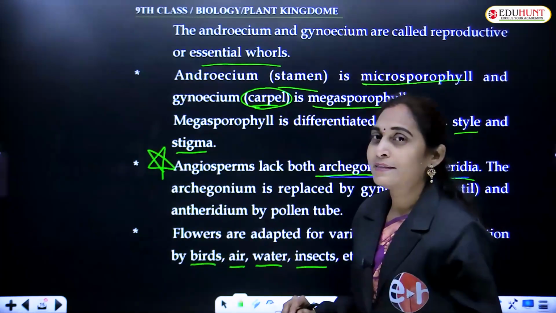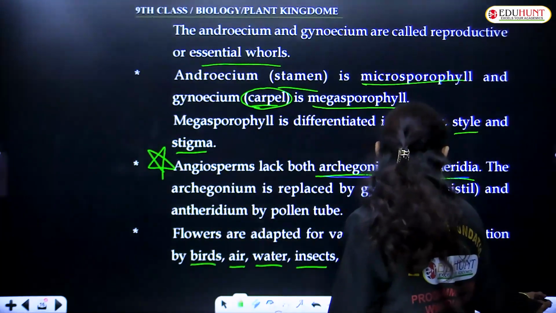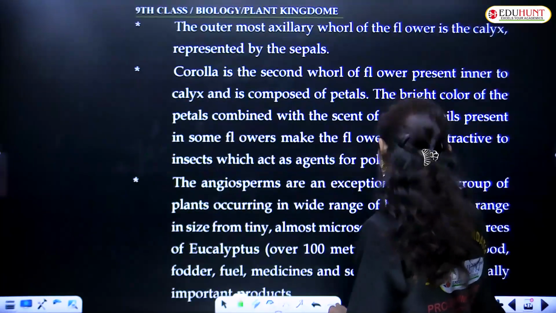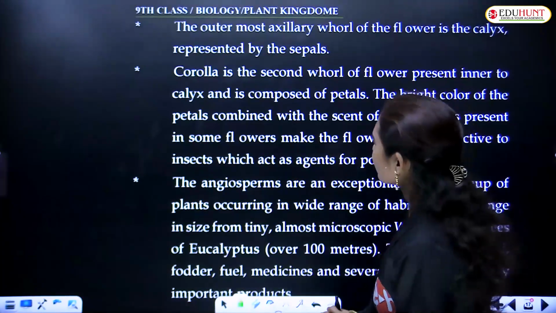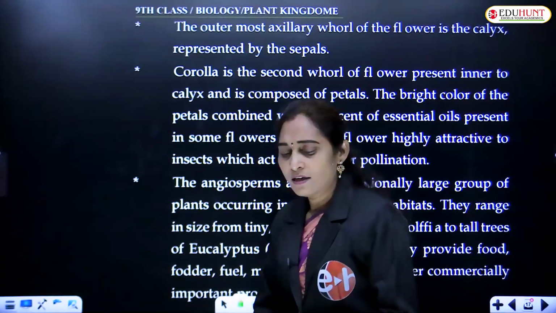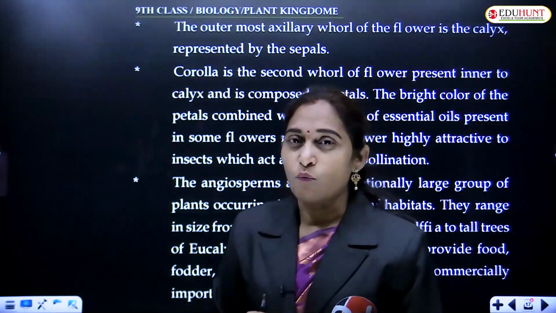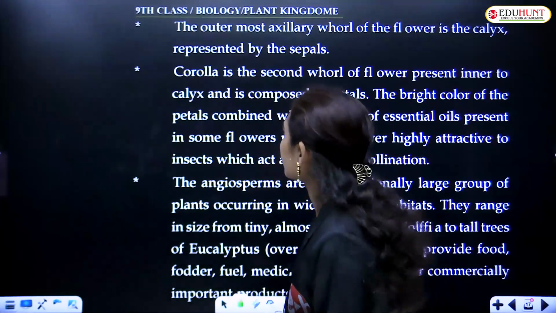Insects, entomophily. Like that. Even bats, chiropterophily. So these are the various agents which pollinate the flowers.